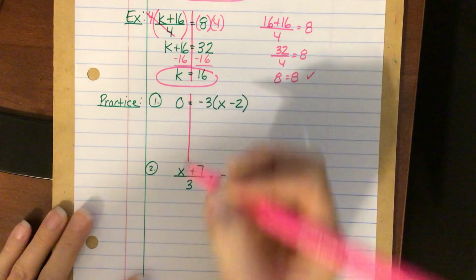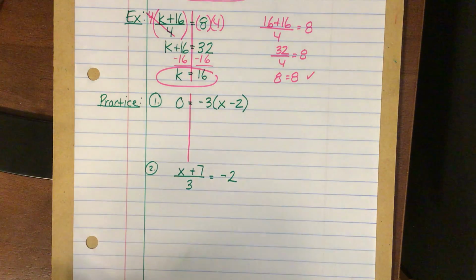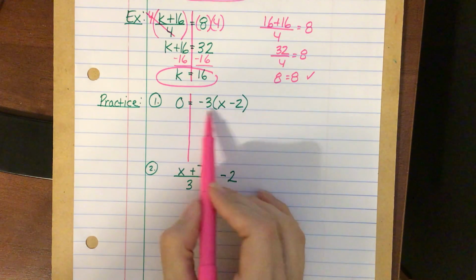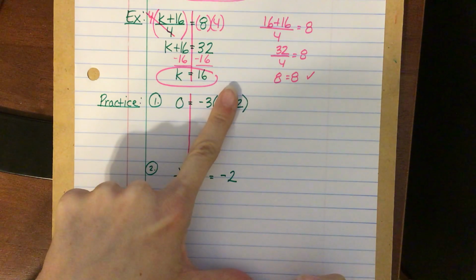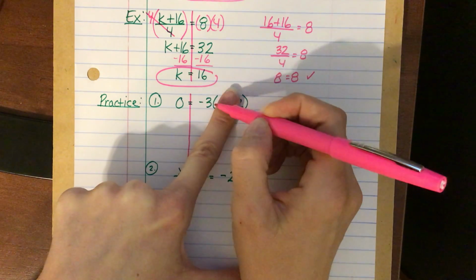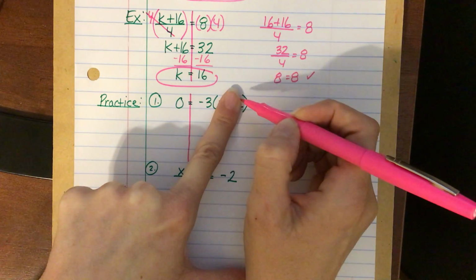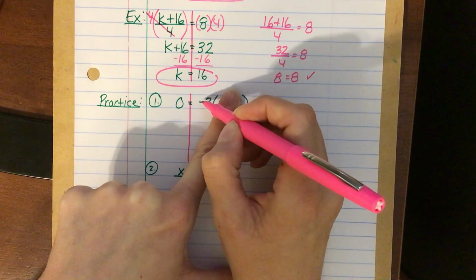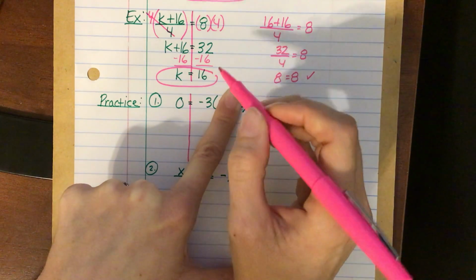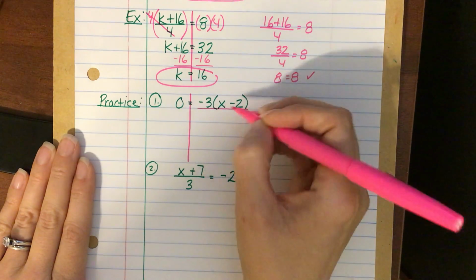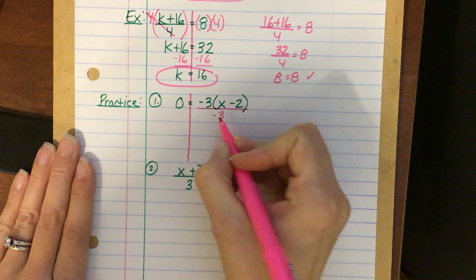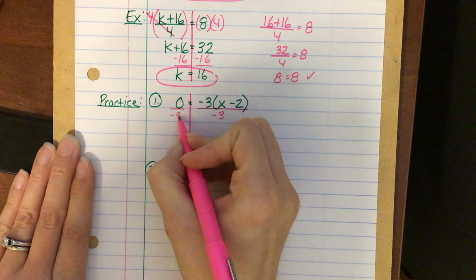So when I have an equation that has parentheses in it, like this, and my variables inside, I'm going to cover up everything that's inside the parentheses, and it looks like it's negative 3 times this whole thing. And the opposite of multiplying by negative 3 is dividing by negative 3. So I'm going to divide by negative 3 here, and I'm going to divide by negative 3 here.